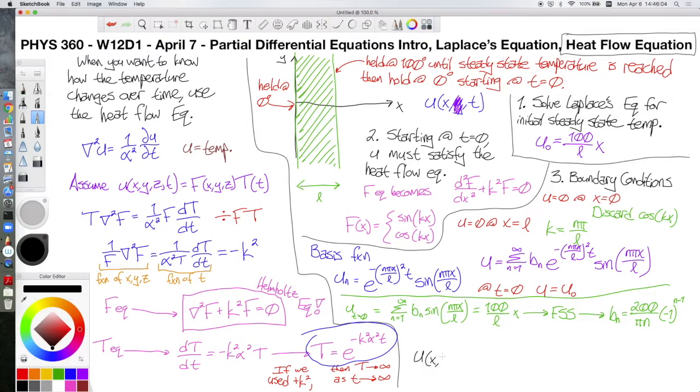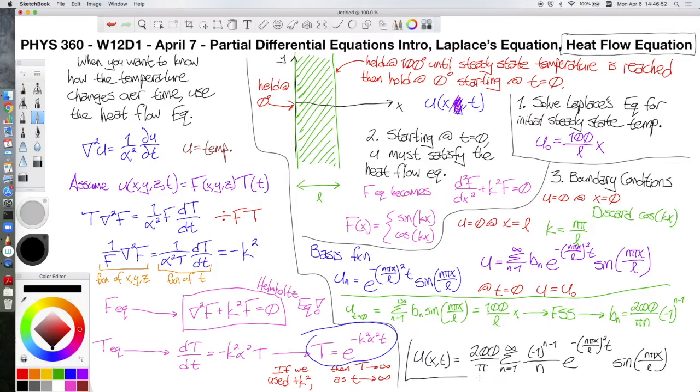U as a function of x and t is equal to 200 over pi times the sum from n equals 1 to infinity of our constant b sub n, negative 1 to the n minus 1, over n, we already pulled the 200 over pi out front, times our exponential term here, which is the same as it was before, e to the negative n pi alpha over L squared times t, times our spatial portion, which was sine of n pi x over L.